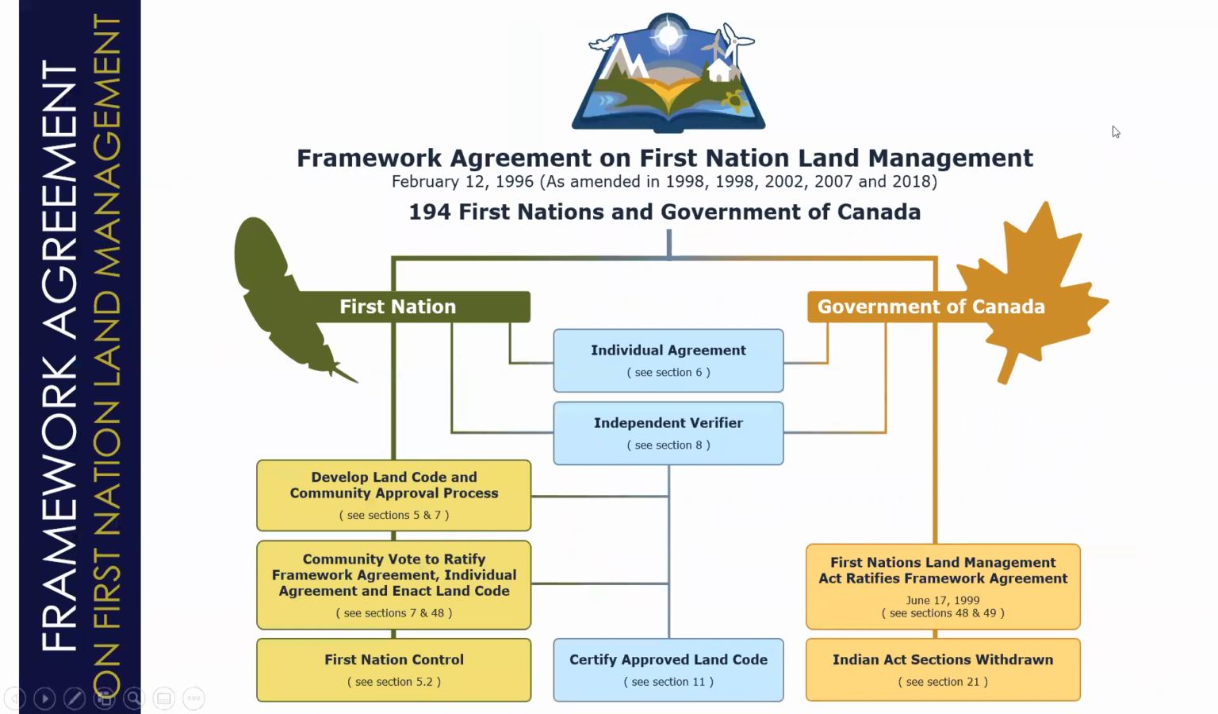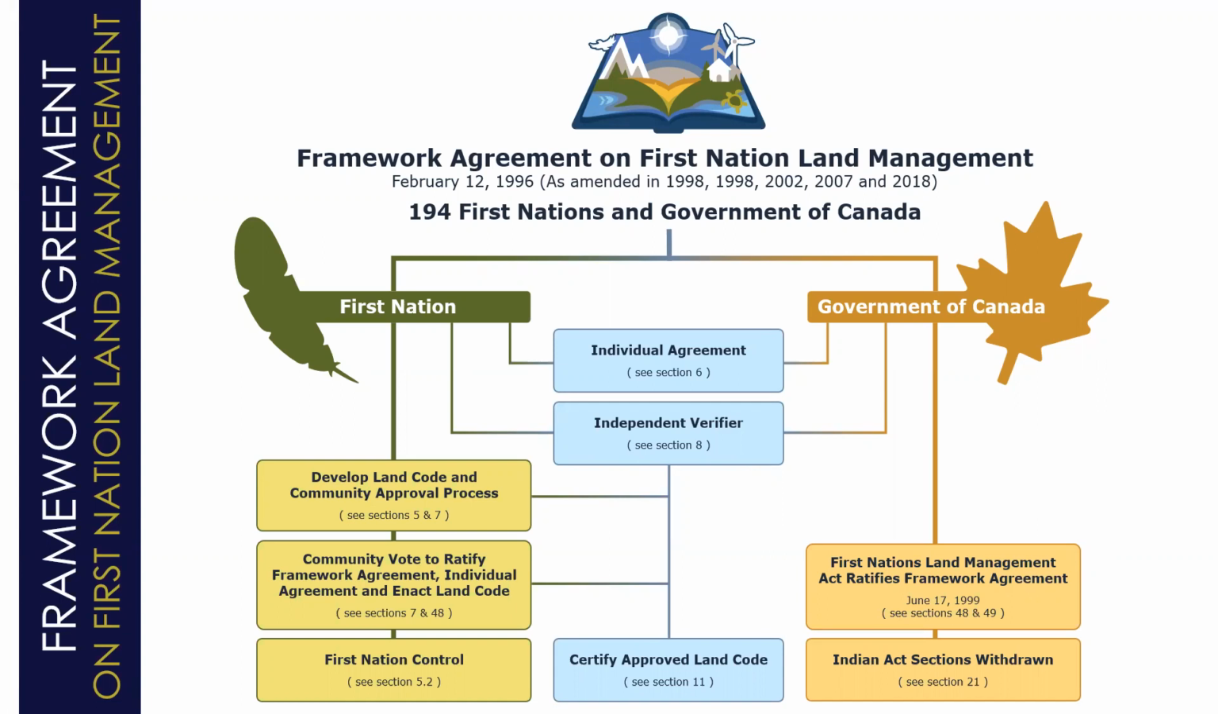So this is just a bit of a visual to show exactly what that is and how that works. So the framework agreement is that guiding document up at the top. That's what the First Nations and Canada negotiated and agreed to. Since 96, we've had 5 amendments, the most recent being in 2018. And all of these amendments come from the First Nations who are signatory to it. So they're all driven by the needs of the First Nations, and it can't be unilaterally changed without the consent of the First Nations.